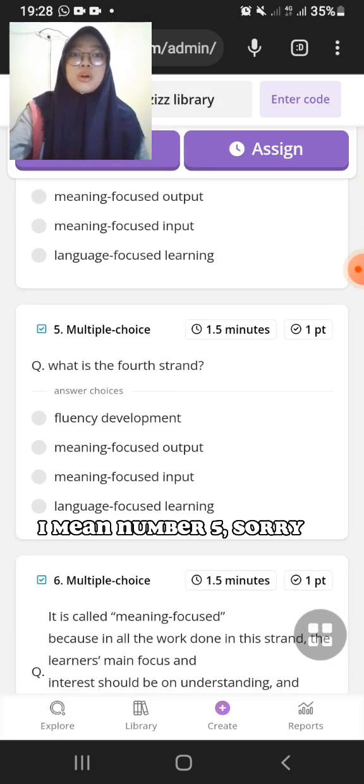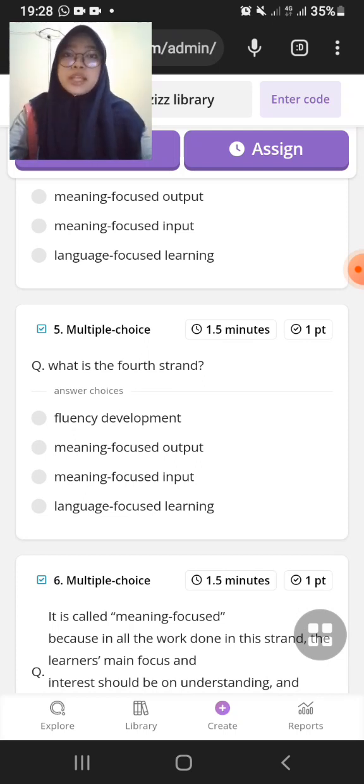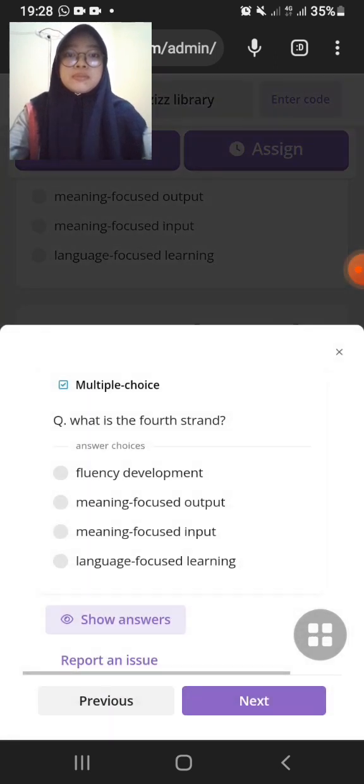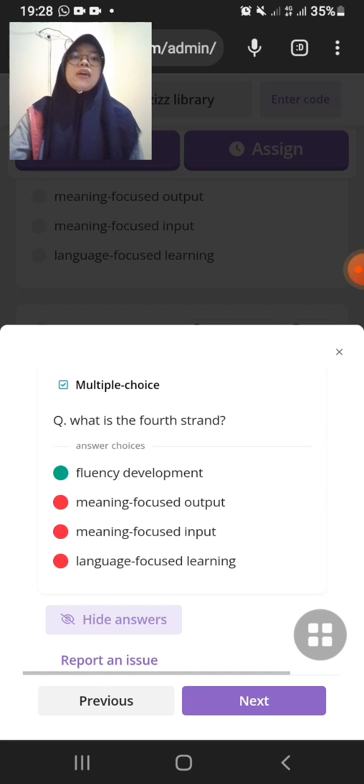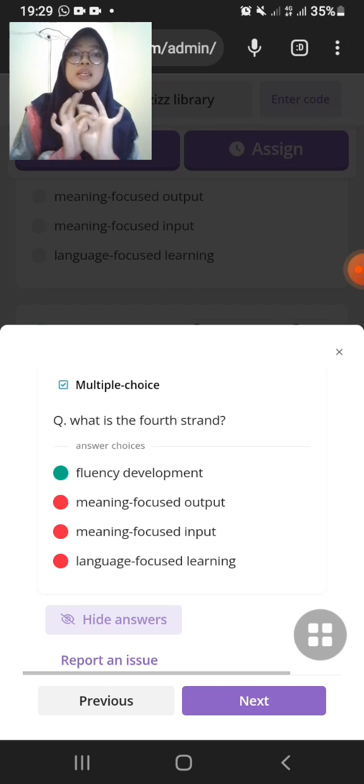Question number 5. What is the fourth strand? The answer is fluency development. In this strand, the focus lies on improving fluency in your target language in all 4 skills: listening, writing, reading, and speaking.